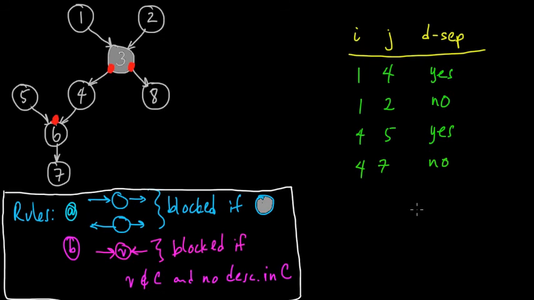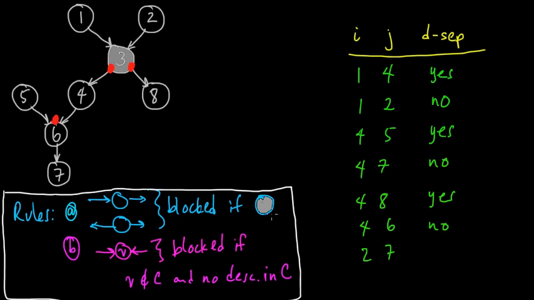So they are not d-separated, because in order to be d-separated, every path would have to be blocked. And we had a path here, 4, 6, 7, that was not blocked, so it is not d-separated. Let's do a couple more. 4, 8. 4, 8 is clearly d-separated. How about 4, 6? 4 and 6 is not blocked, so that's not d-separated.